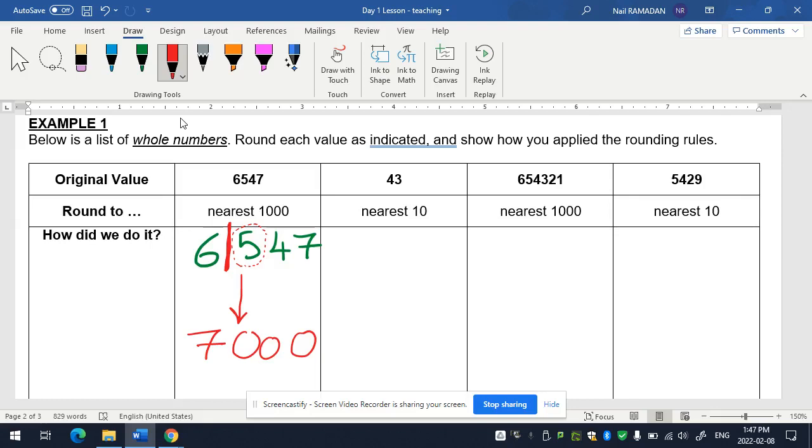You're exactly where? In the middle. You're as far from 6,000 as you are from what? 7,000. Does that make sense? You're right in the middle. But how much is the number they're giving you, or I'm giving you? 6,500.